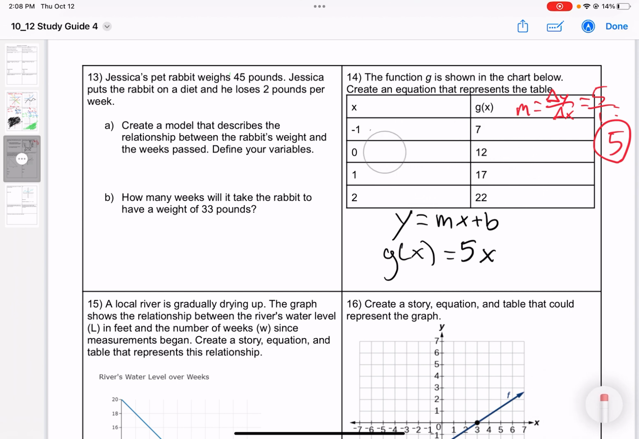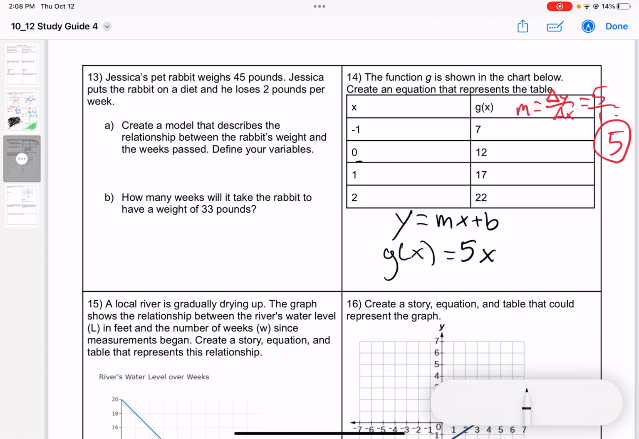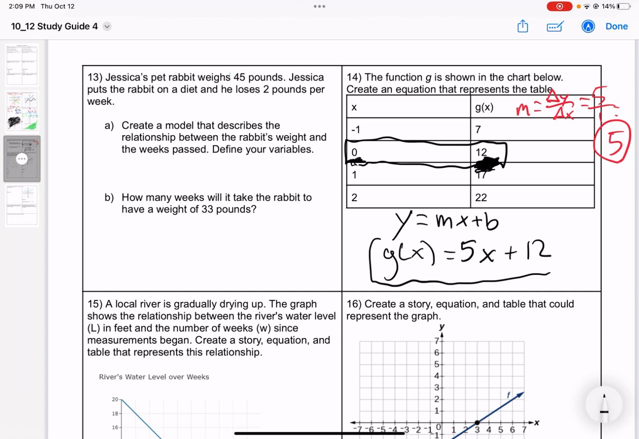It's important to point out that the y-intercept is always the value of y when x is equal to 0. It's not just the top number, so it's not 7 here, right? Many times we start at 0. This didn't, it started at -1. But the value of y when x is 0 is 12. And so my b is 12. And so we get g of x is equal to 5x plus 12.